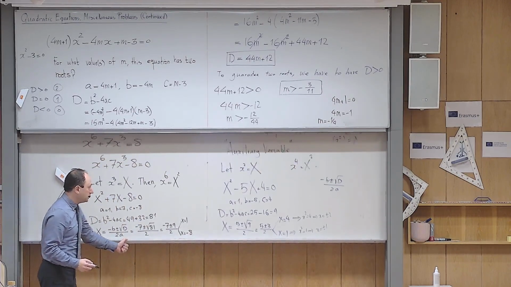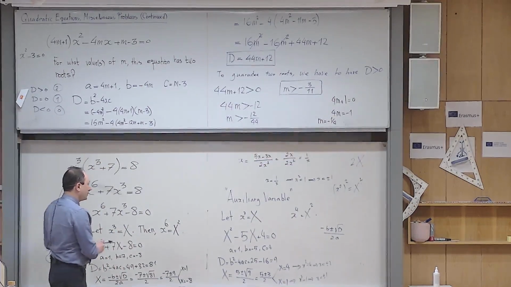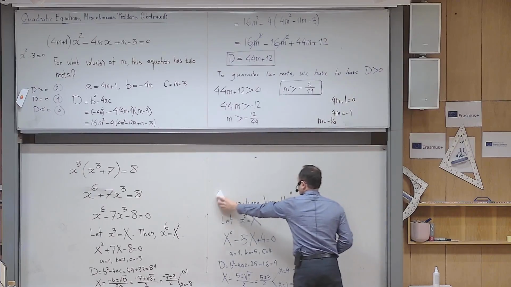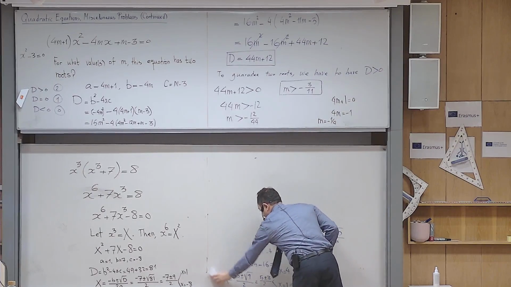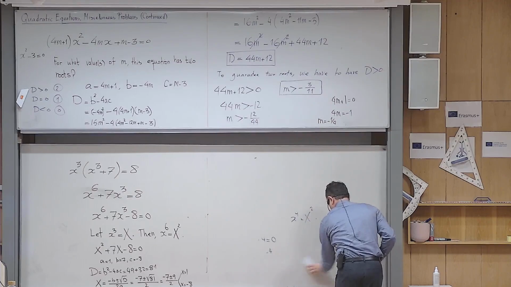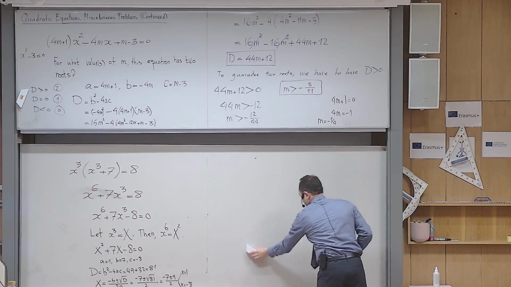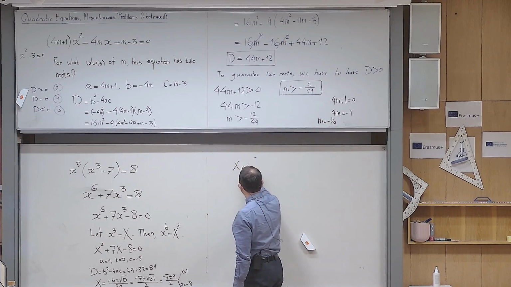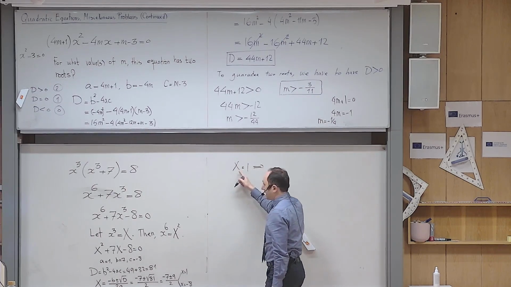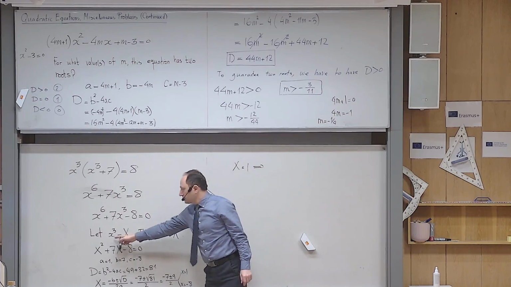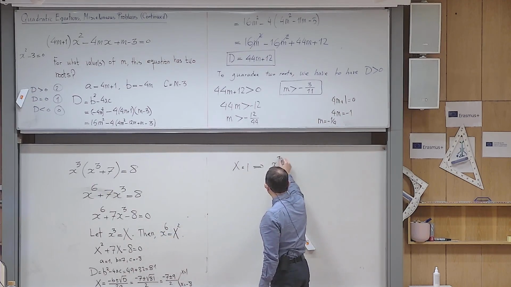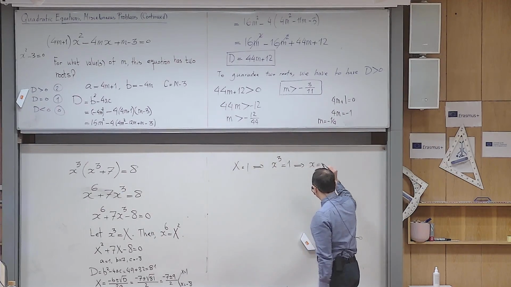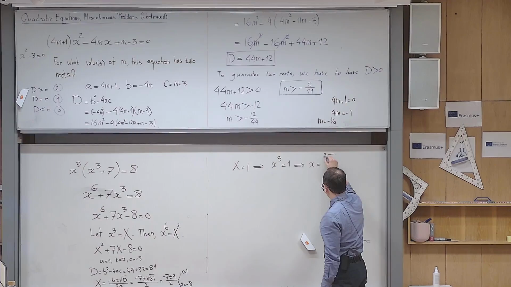But you shouldn't stop here. Of course, this is the majority part of the solution, but you have to find little x, not capital X. Capital X is your auxiliary variable. So what we do, we say that capital X is 1, but capital X has a name. It is x to the third. So x to the third is 1. So what is x? X is the third root of 1.